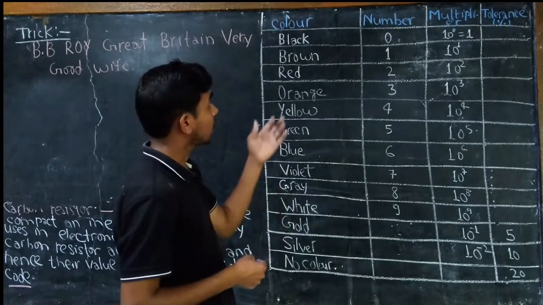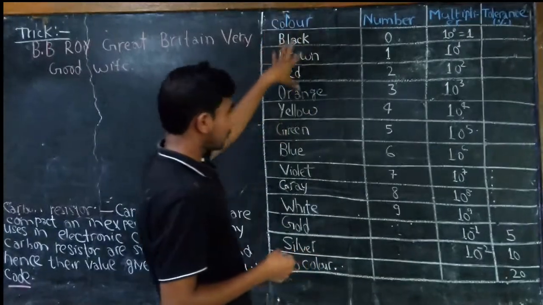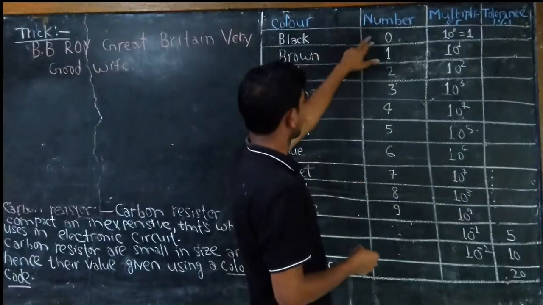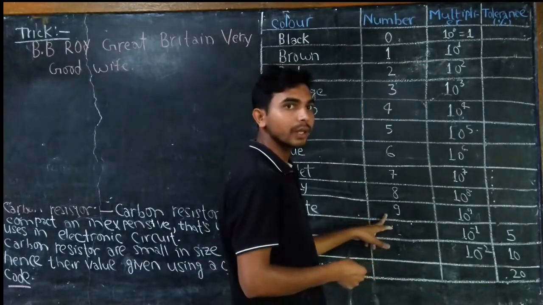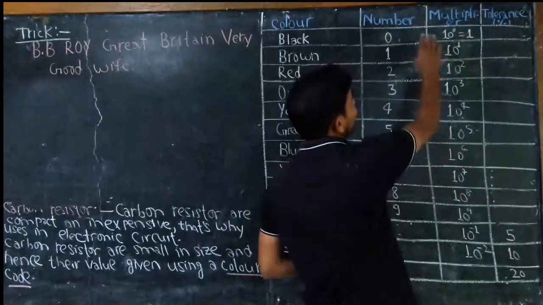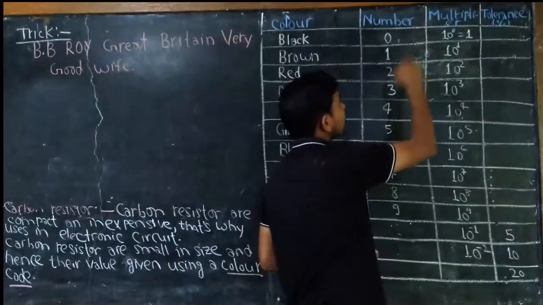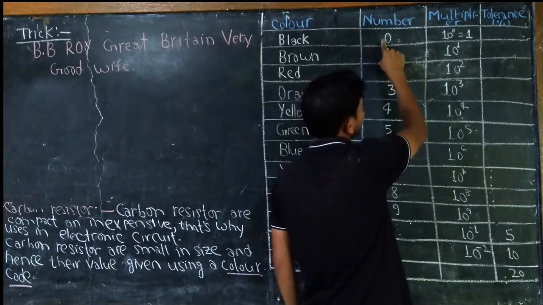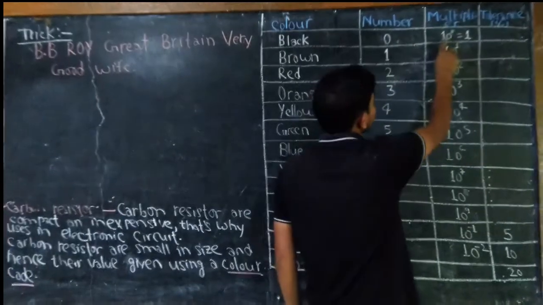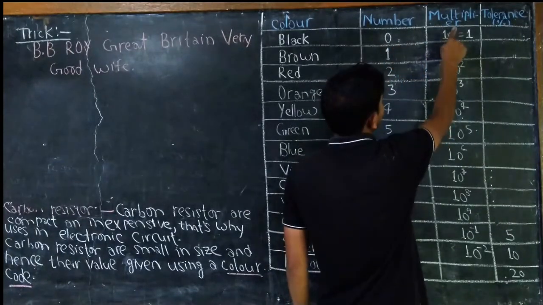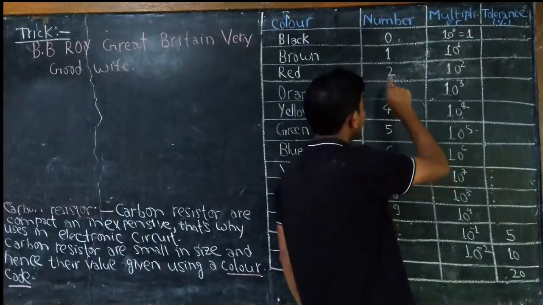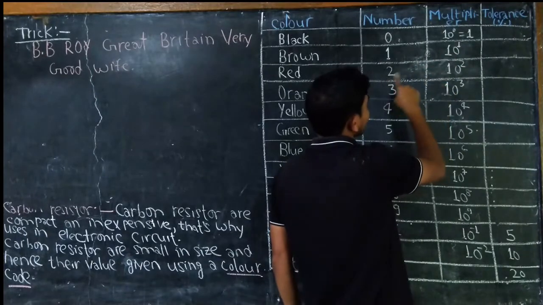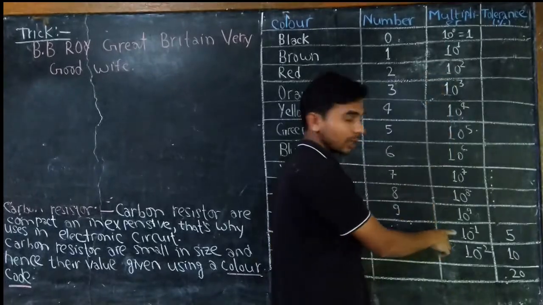Okay, so first you write the color in this column, and then you have to give the number: 0, 1, 2, 3, 4 up to 9. And then what is coming? Multiplier. Just write the number and put it as the power on 10. First one is 10 to the power 0, value will be 1. Similarly 10 to the power 1, 10 to the power 2, so you are able to write up to this.